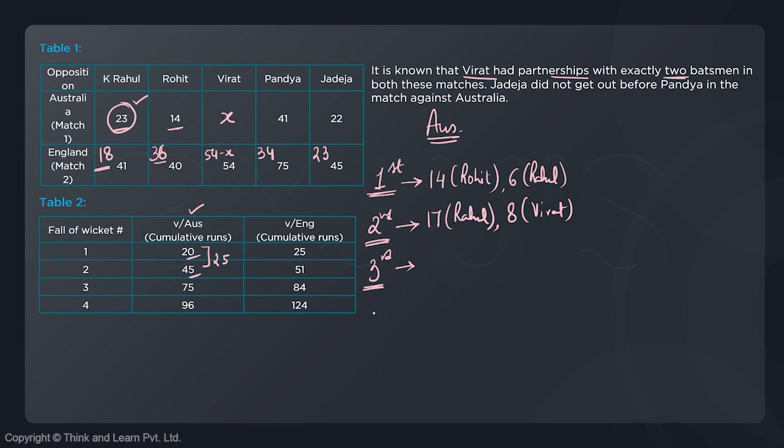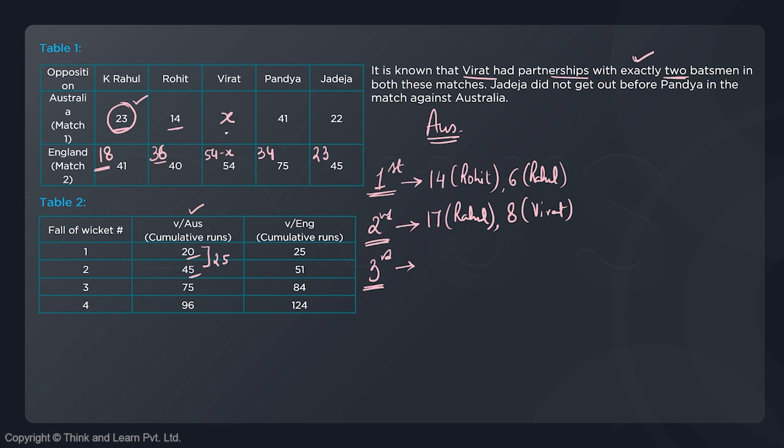So, in the third partnership, can I say Virat must get out? Reason? Virat is in exactly two partnerships. He already had a partnership with Rahul and now he had a partnership with Pandya. So, he must get out now. Otherwise, if Pandya gets out, then Virat would be playing with Jadeja as well, and he will be there in 3 partnerships, which is not possible. So the next player to get out must be Virat.